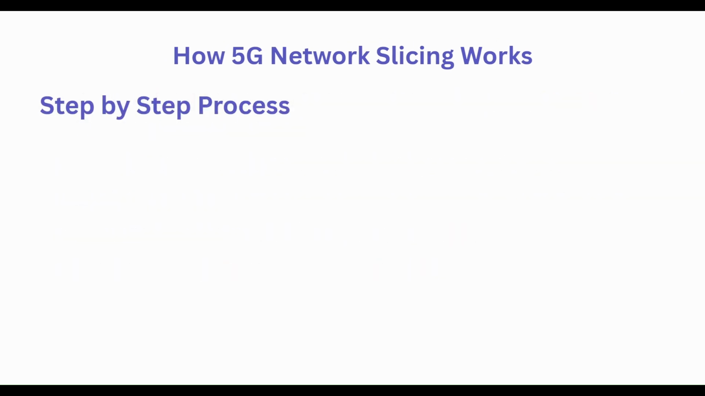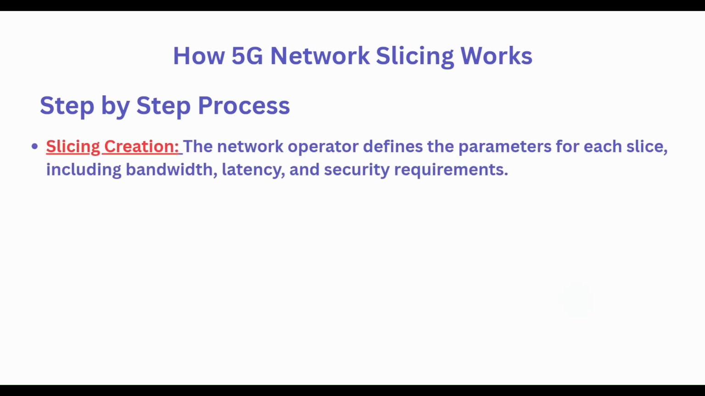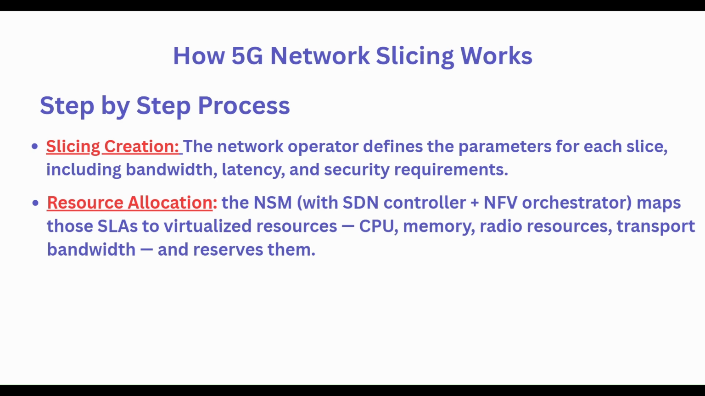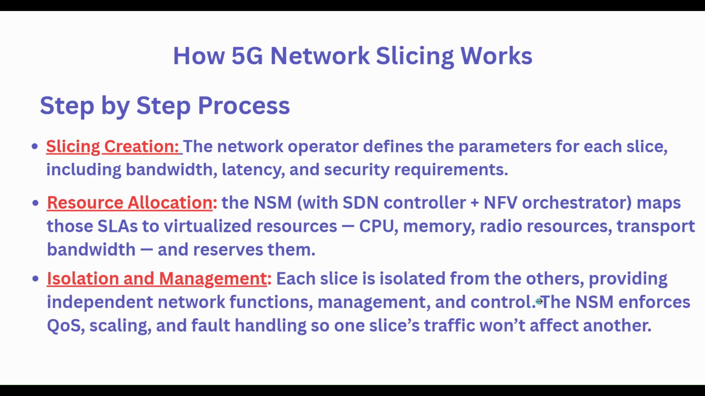A step-by-step process would look something like this. Firstly, creating a slice. The network operator defines the parameters for each slice, including bandwidth, latency, and security requirements. Second, the resource allocation. The NSM maps those SLAs to virtual resources like CPU, memory, radio resources, and transport bandwidth, and then it reserves them. Lastly, isolation and management. Each slice is isolated from the others, providing independent network functions, management, and control. The NSM enforces the QoS, scaling, and fault handling, so no one slice would affect another.